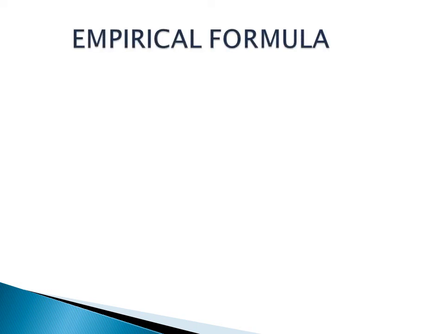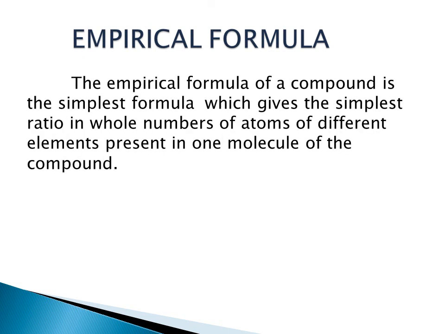So from a molecular formula we will get a clear-cut picture about the correct number of atoms of each element present in that molecule. Now we are going to study about empirical formula. What is an empirical formula? Let us see. The empirical formula of a compound is the simplest formula, which gives the simplest ratio in whole numbers of atoms of different elements present in one molecule of the compound.